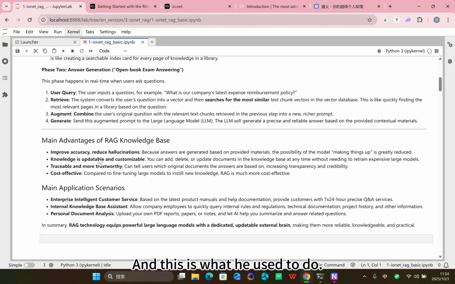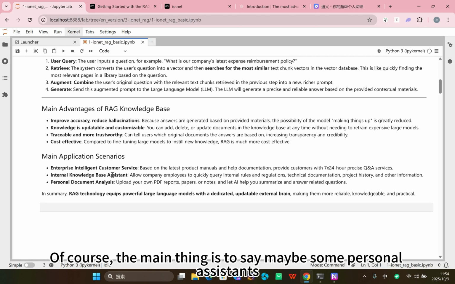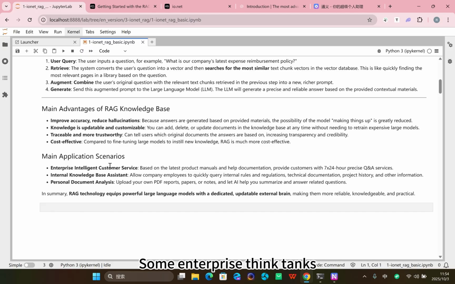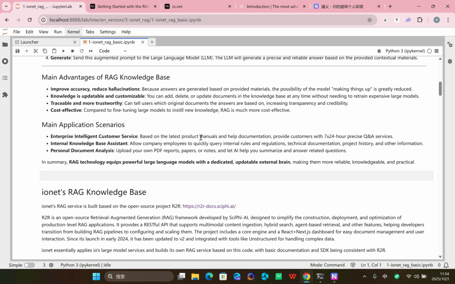And this is what it is used for, and some of its advantages. Mainly, it's for personal assistants and enterprise think tanks. Anyway, it's just an outer brain, a book for an open book exam. So that's a basic interpretation of RAG.